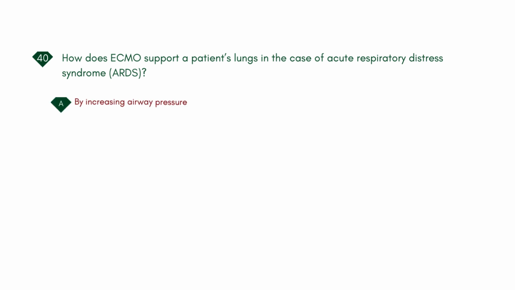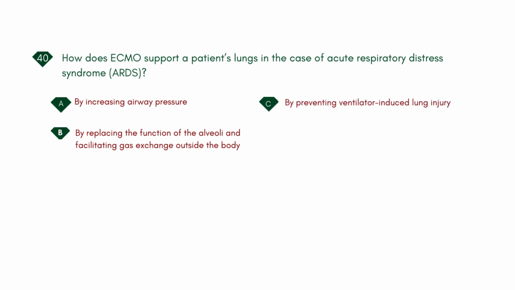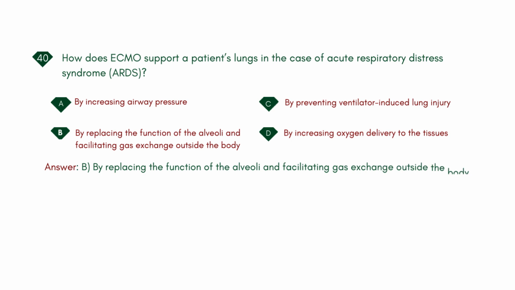How does ECMO support a patient's lungs in the case of acute respiratory distress syndrome, ARDS? A. By increasing airway pressure. B. By replacing the function of the alveoli and facilitating gas exchange outside the body. C. By preventing ventilator-induced lung injury. D. By increasing oxygen delivery to the tissues. Answer: B. By replacing the function of the alveoli and facilitating gas exchange outside the body.